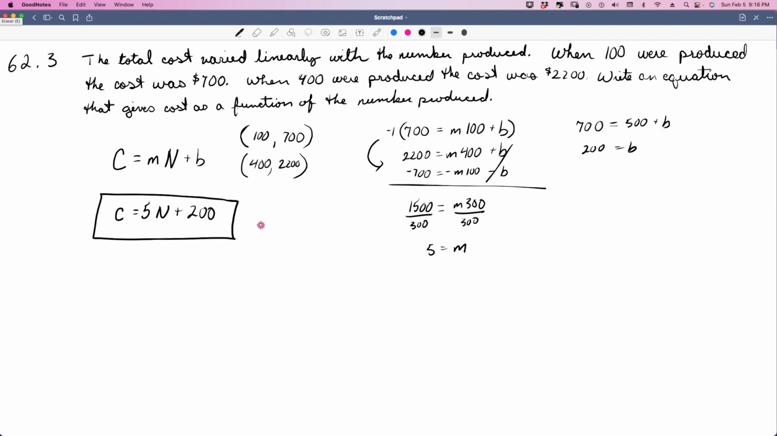So that is whenever you see one of these problems that says something varies linearly, you're going to use a linear equation to solve it. And you're going to turn it into a system of equations using the information you're given to create points. And then you're going to just use the elimination process to solve. And that's all you're going to do.